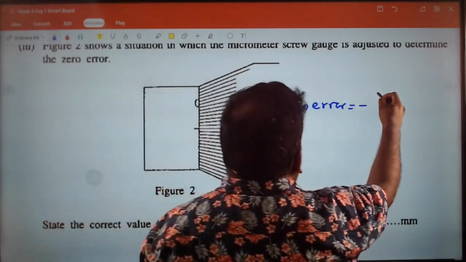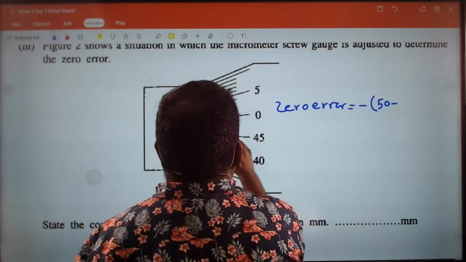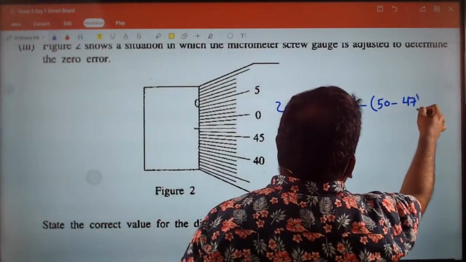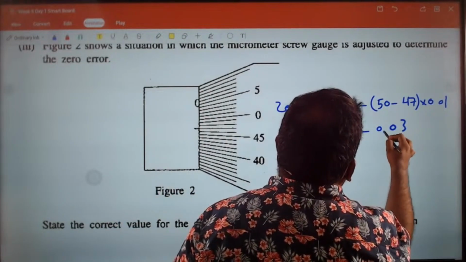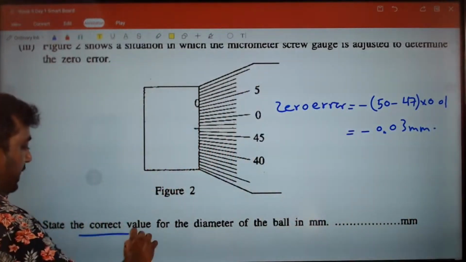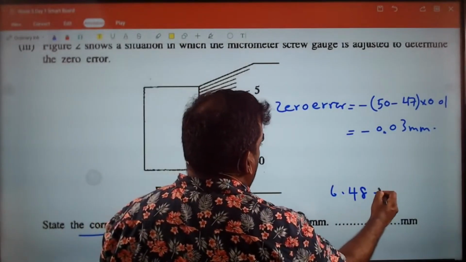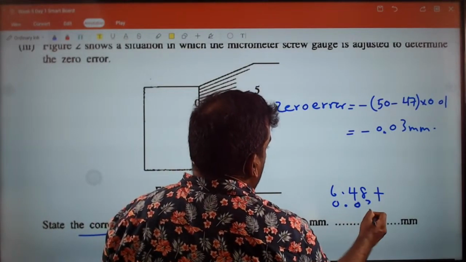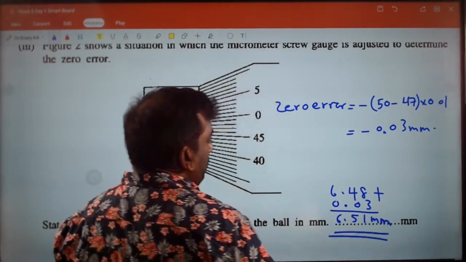Negative zero error is total number of circular scale divisions minus division in line, 47, into least count, which is minus 0.03 millimeters. What is your correct reading? Correct reading is 6.48 millimeters plus 0.03, 6.51 millimeters. There you go.